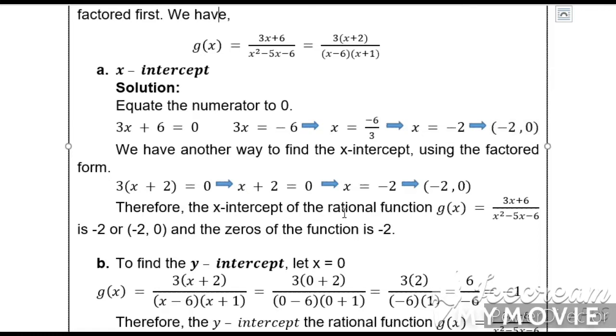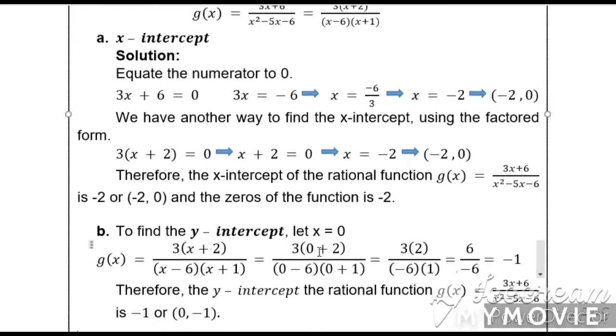Therefore, the x-intercept of the rational function g of x is equal to 3x plus 6 over x squared minus 5x minus 6 is negative 2, or the ordered pair negative 2, 0. And the zero of the function is negative 2.